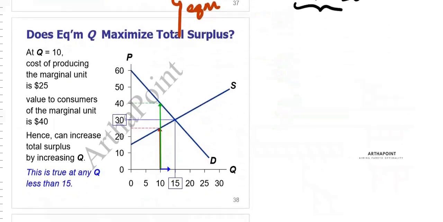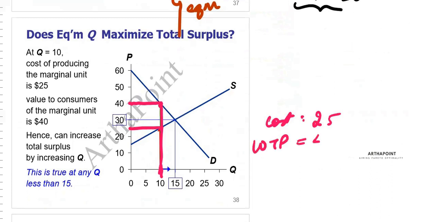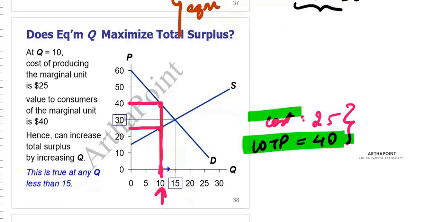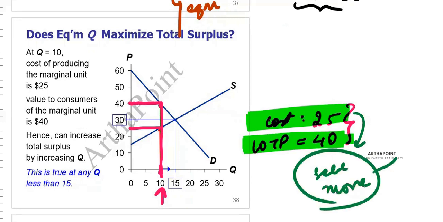Same here. Suppose you want to start with 10 units. At 10 units, what is the willingness to pay? 40. What is the cost? Only 25. So the cost is 25. The willingness to pay is 40. So if the cost is less and the willingness to pay is more, why stop at 10? You easily know that the consumer can pay up to 40 and you only need 25. So you will sell this unit. You will sell more because the consumer is willing to pay.